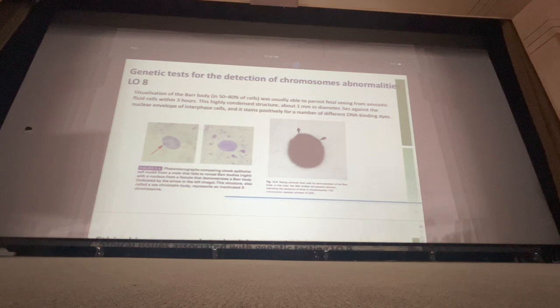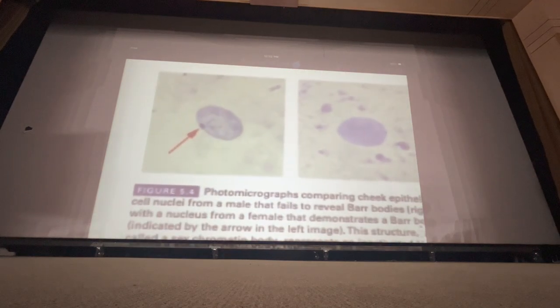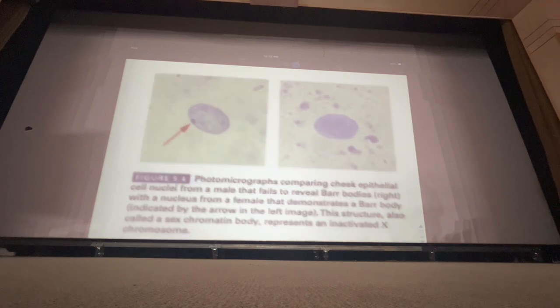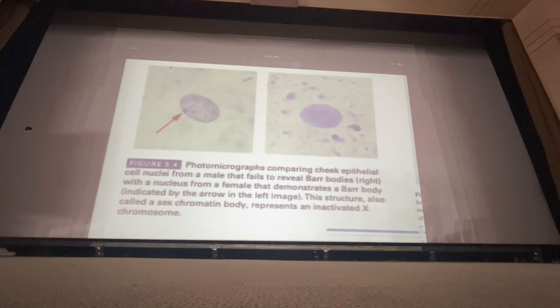So they take the cells, centrifuge them, put them on a slide, and make a stained sample. They can see if they contain this body. So you can see this is the Barr body. It is present in the nucleus. This is a photomicrograph comparing cheek epithelial cell nuclei from a male that fails to reveal a Barr body on the right and from a normal female on the left. So according to that, you can determine the sex of the baby.